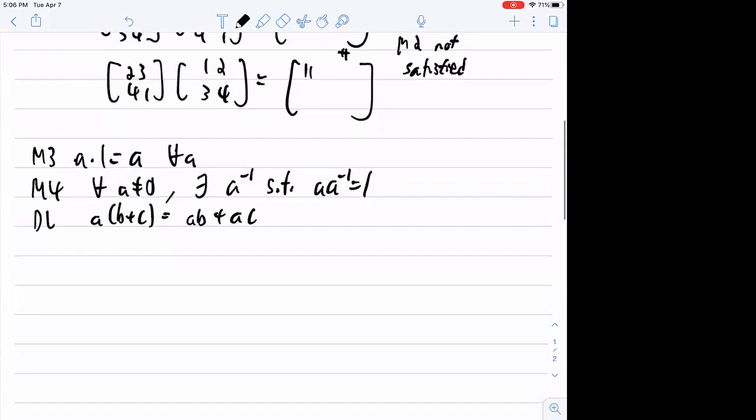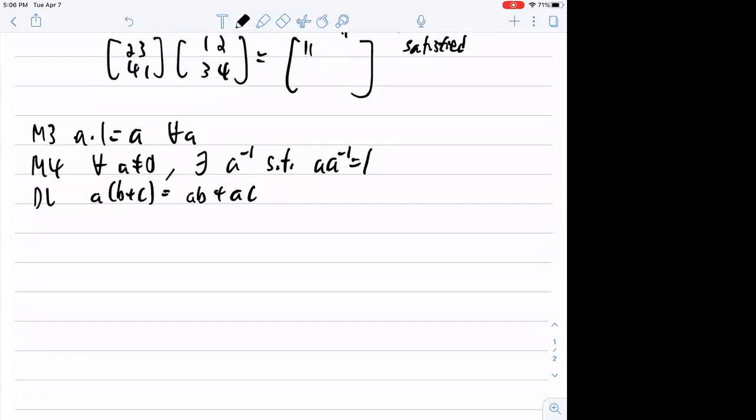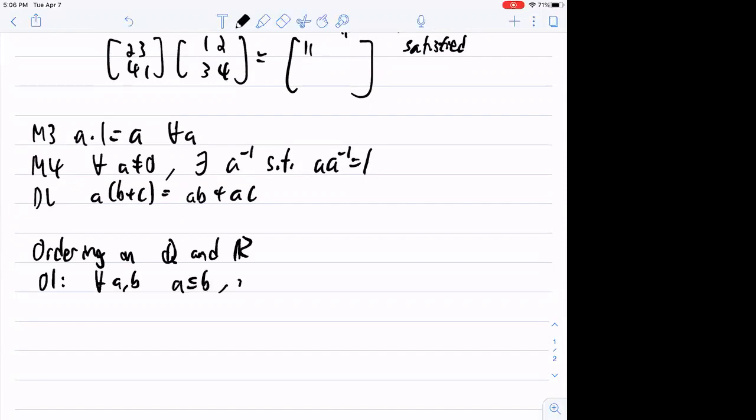Okay, so the next important thing about Q and R is that there is an ordering, right? Ordering on Q and R. Hopefully this seems obvious. For all AB, either A is less than or equal to B or B is less than or equal to A. Any two numbers, one of them has to be bigger than or equal to, or less than or equal to, the other.